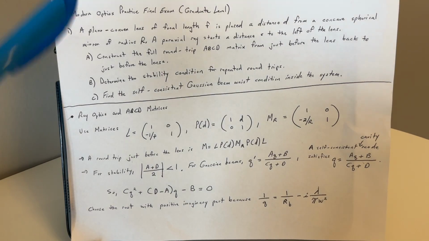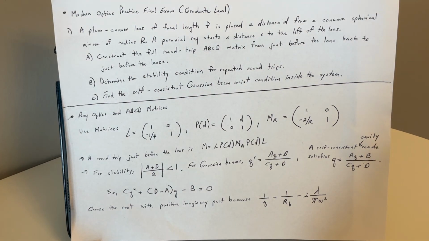Okay, so we have a modern optics practice final exam, graduate level. I'm going to go through this rather quickly to get you through it. You'll have this as a reference for practice problems, and you can always pause the video, go back to whatever you want, and check over the steps and the answers. Some of the intermediary steps, the computations, are not shown. So let's just go through.